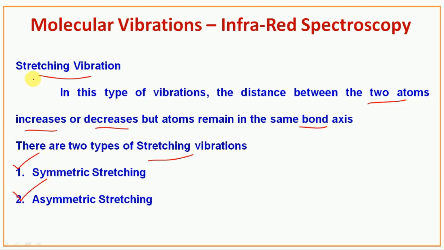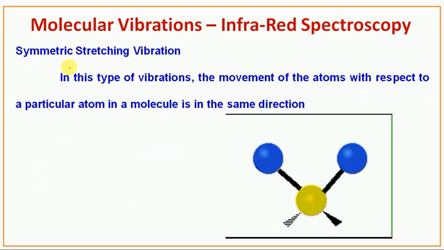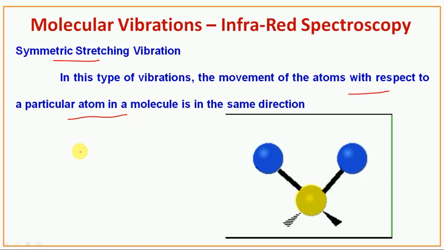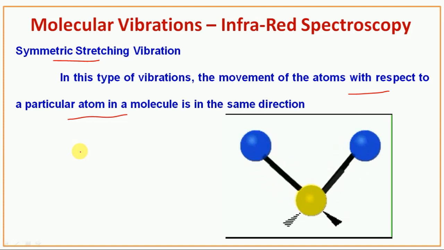First one, symmetric stretching. What is that? Symmetric stretching vibration. In this type of vibration, the movement of atoms with respect to a particular atom in a molecule is in the same direction. The movement of the atoms with respect to the particular atom in a molecule is in the same direction, either increase or decrease.